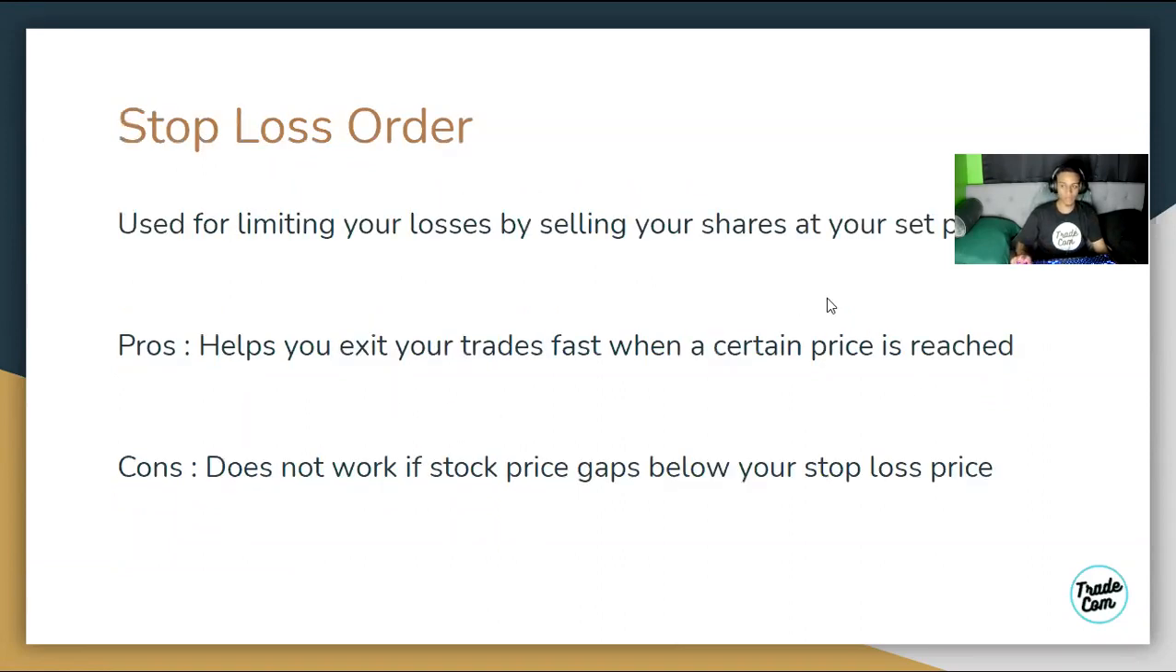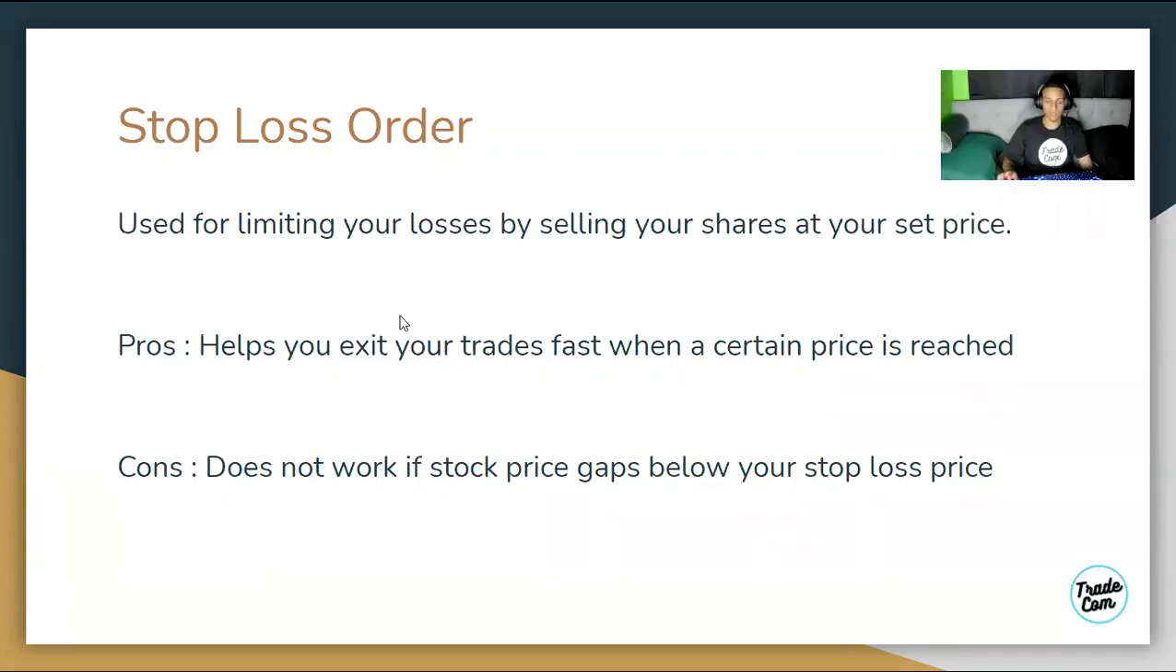All right. Stop loss order. So your stop loss orders are used for limiting your losses by selling your shares at a set price. The pro of a stop loss is that it helps you exit your trades fast when a certain price is reached, right? And the con is sometimes it does not work if a stock's price gaps below your stop loss price, right? So if I have Apple at $100 per share and I don't want to lose more than $5, I'm gonna set my stop loss at 95. And once Apple gets to $95 per share, it would automatically take me out of the trade, right? That's for stocks, and that's for stop loss on stocks, right?